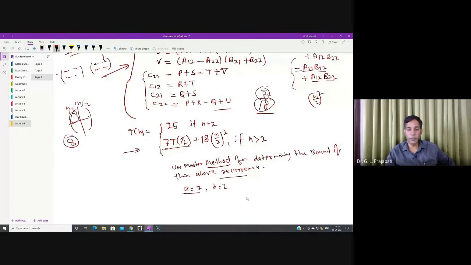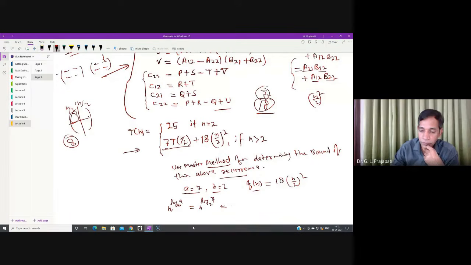So a is equal to 7 and b is equal to 2, and here you have f of n, and f of n is 18 times (n/2) whole squared. So here the degree of the polynomial is what? 2. So f of n has degree 2. So what is the bound? You need to find out the value of n raised to the power log base b of a. Here b is 2 and a is 7. It comes to 2.81. So n raised to the power 2.81.